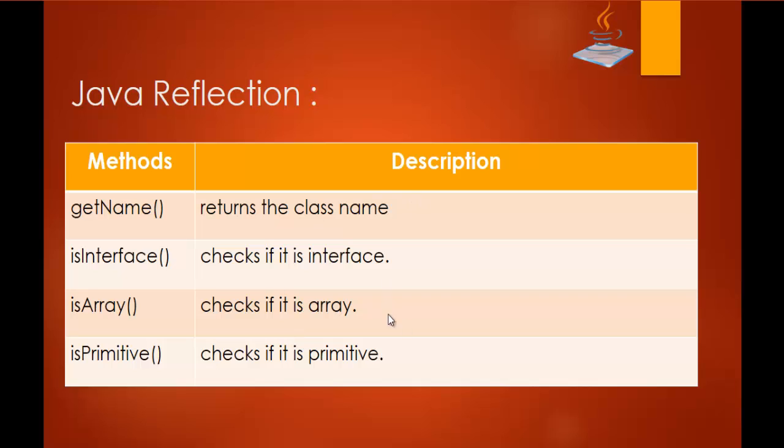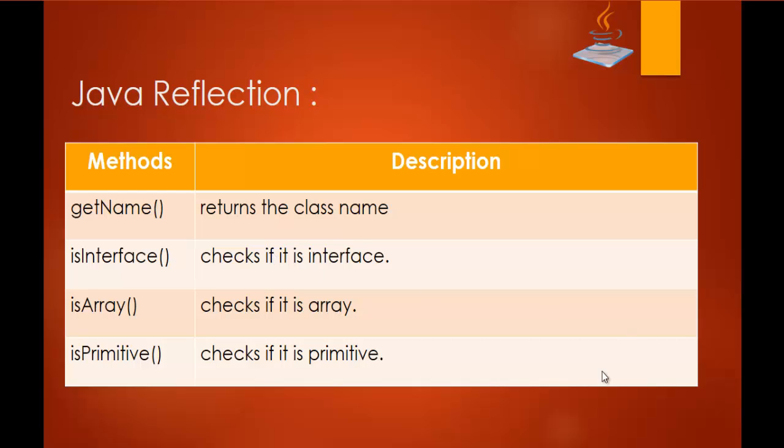Here I have taken a few methods. I've taken only 4 methods because the idea of this session is to understand the basic things about reflection: getName, isInterface, isArray, and isPrimitive. The getName method returns the class name. isInterface checks whether you have defined an interface in your program or not. isArray checks if an array is present inside the program or not. isPrimitive checks if it is primitive, like if you have defined any primitive value, then it's going to return true.